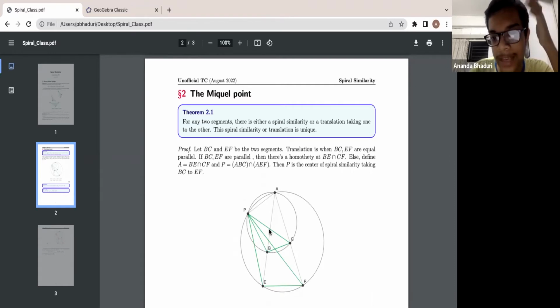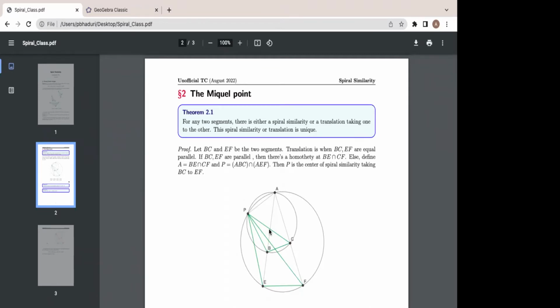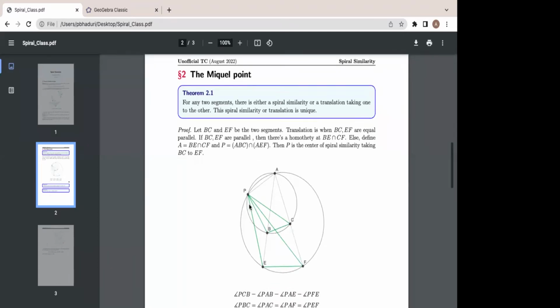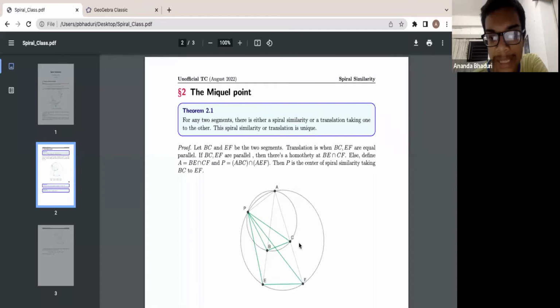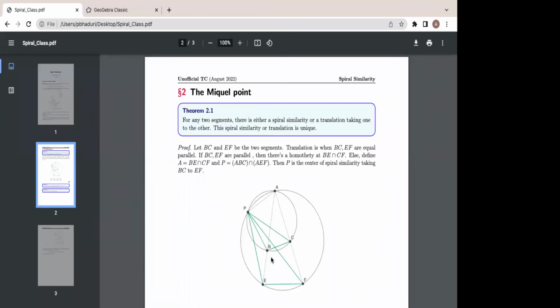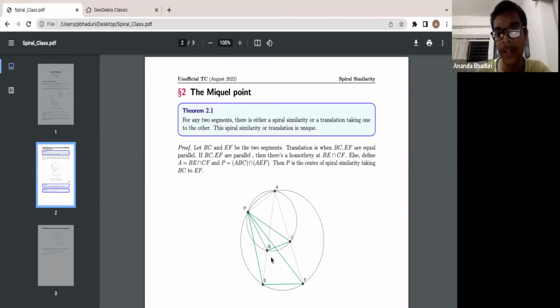So what is this equivalent to? I mean, the fact that there's a spiral similarity. If we show the ratios are equal, then we have PB by PE is PC by PF. So fine, we show that the rotation angles are equal, angle CPF and BPE.